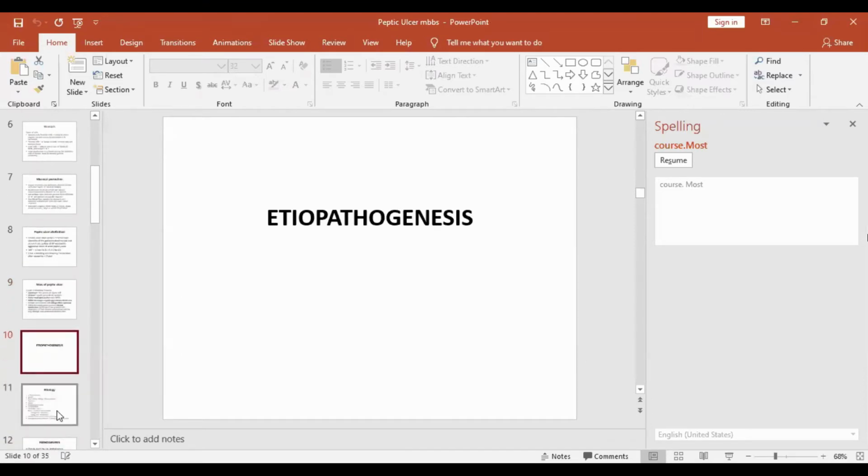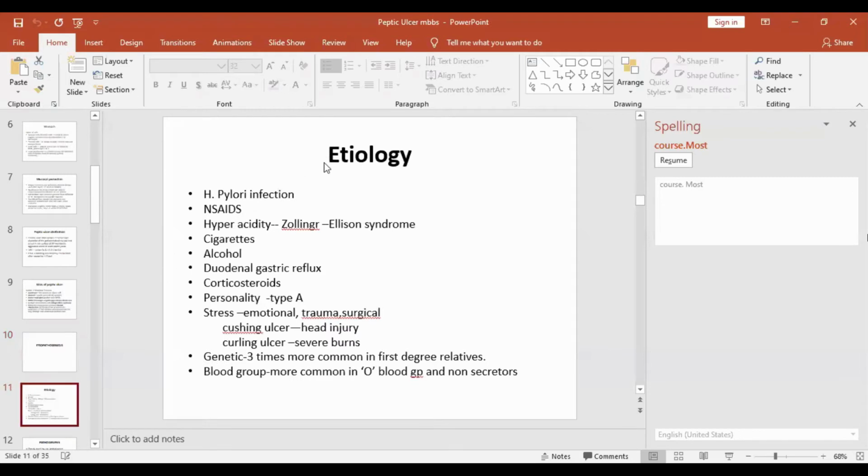Now we come to etiopathogenesis. What is etiology? Now these are the various etiological agents. H. pylori infection, I told you, most important. Non-steroidal anti-inflammatory drugs like Brufen, aspirin, all those. Then hyperacidity, as I told you, in Zollinger-Ellison syndrome, it is a gastrinoma, that is an endocrine tumor of gastrin producing cells, and that leads to hyperacidity.